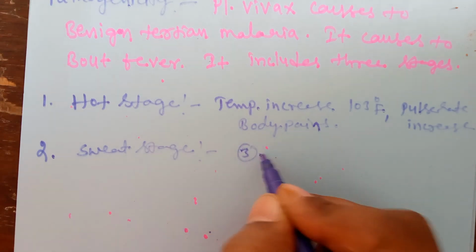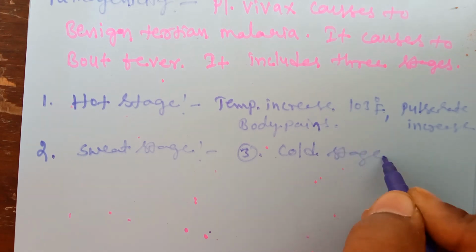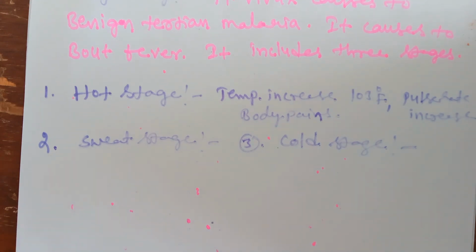And the third stage is called the cold stage. When the temperature decreases rapidly, the body is very cool, so chills and shivering occur in the body. Again on the third day this disease is repeated.